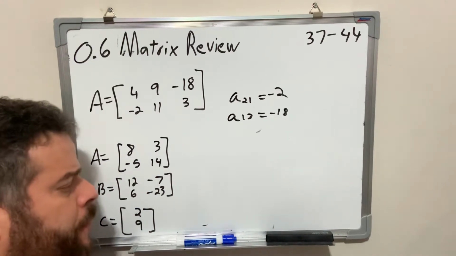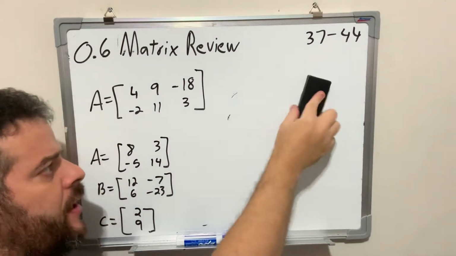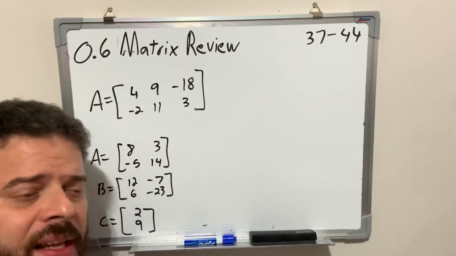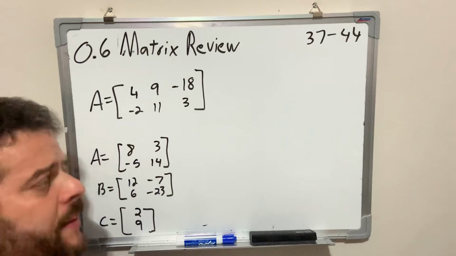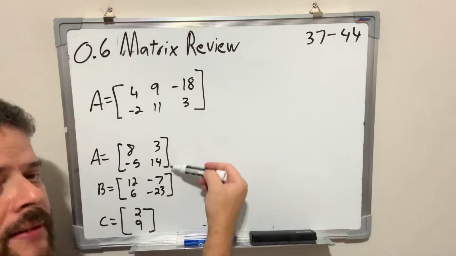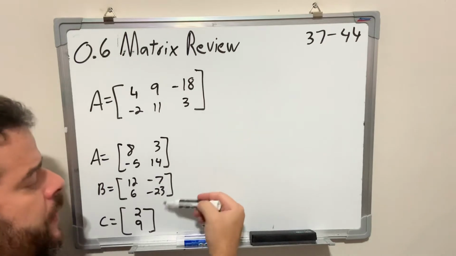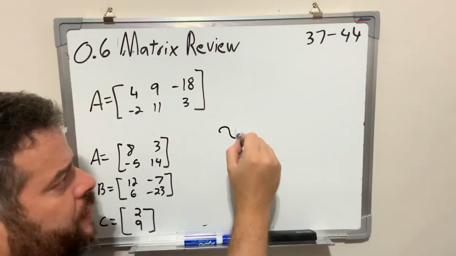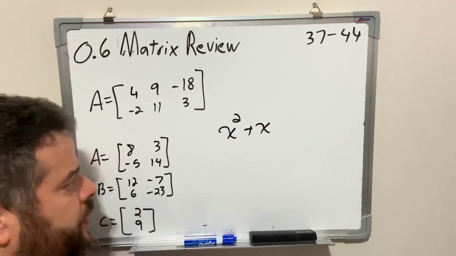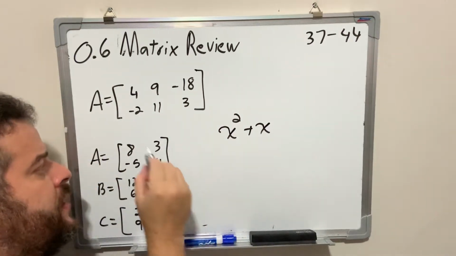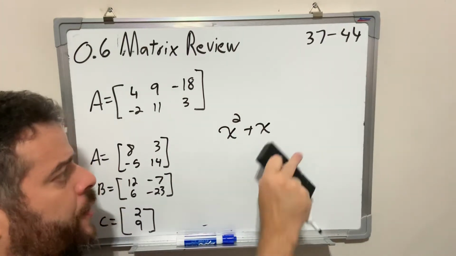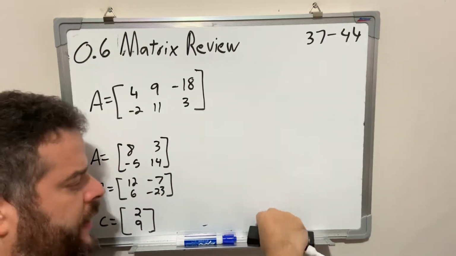Now, why are the dimensions important? Because in order to add or subtract matrices, they have to have the exact same dimensions. For example, these two can be added or subtracted, but these two cannot. Think of it like in algebra. You can't add these two unless they are like terms. You cannot add matrices unless they are like dimensions. They have to have the exact same dimensions in order to be added or subtracted.